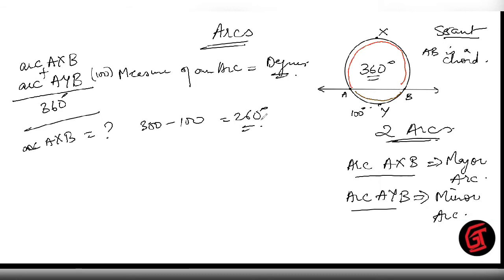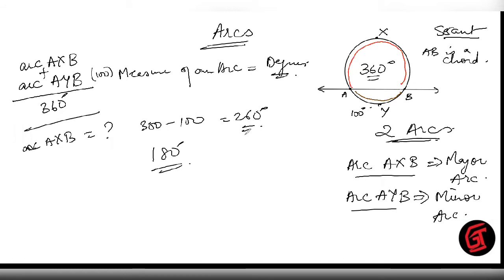Then, measure of a semicircular arc. Semicircle means half the circle. So a semicircular arc is half of the full circle's measure, that is half of 360, which is equal to 180 degrees. How do we come to know a semicircular arc? Suppose the same secant or chord is a diameter, passing through the center. Then there will be two arcs, and the measure of each arc would be equal to 180 degrees.